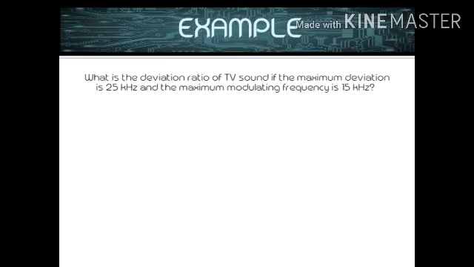Now for the first one, I'll be giving you an example. What is the deviation ratio of TV sound if the maximum deviation is 25 kHz and the maximum modulating frequency is 15 kHz?